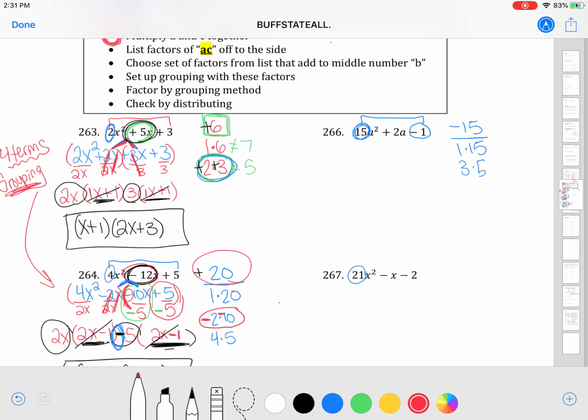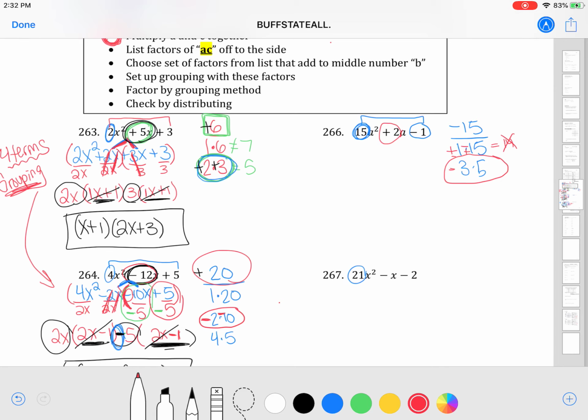Now, to multiply to a negative 15, I know these need to be opposite signs. If I work with this positive and negative 15, or I flip-flop them, negative 1 and positive 15, either way, I'm in some way going to get a 14, which is not what I need. Your goal is to add to a positive 2, so it's definitely going to be 3 and 5. You need to figure out which of those numbers is going to be positive and which is going to be negative to make this work.